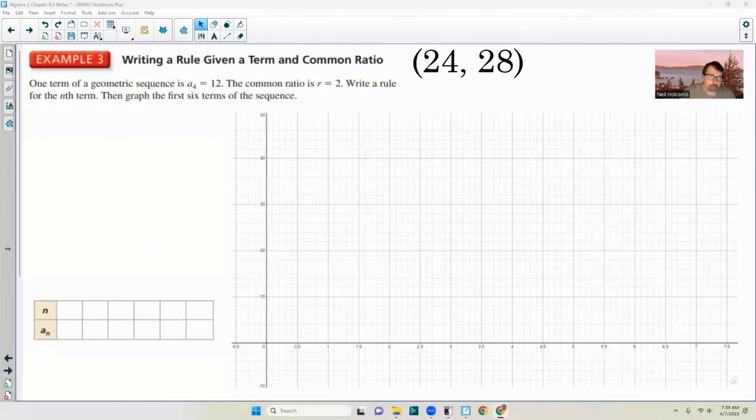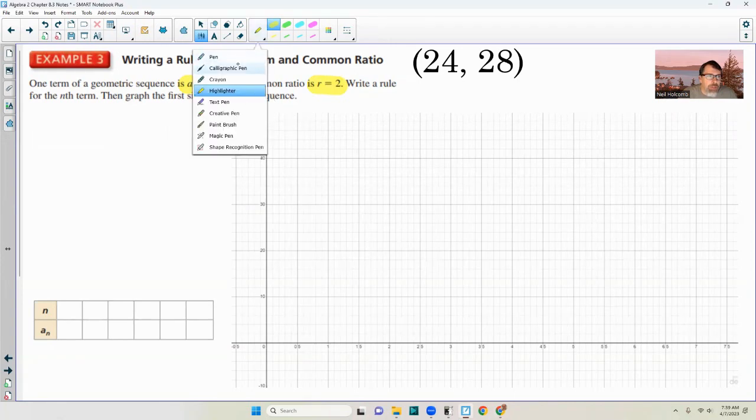Okay, example 3 is writing a rule given a term and a common ratio. This is very similar to the last video I made, which was chapter 8.2, but it's geometric instead of arithmetic. One term of a geometric sequence is a sub 4 equals 12. So there's the first thing they're telling us. The 4th term is 12, and the common ratio r equals 2. Write a rule for the nth term, then graph the first 6 terms of the sequence.